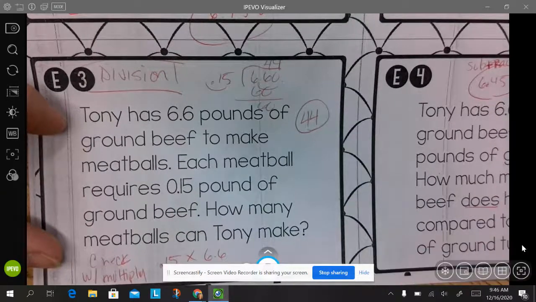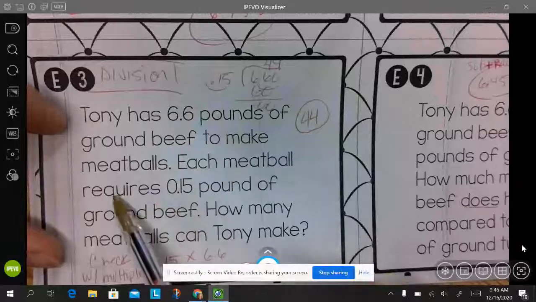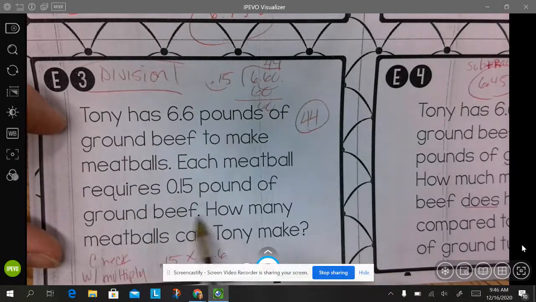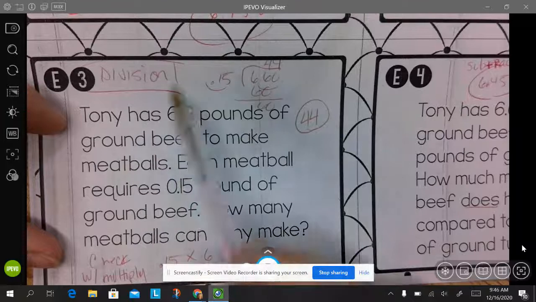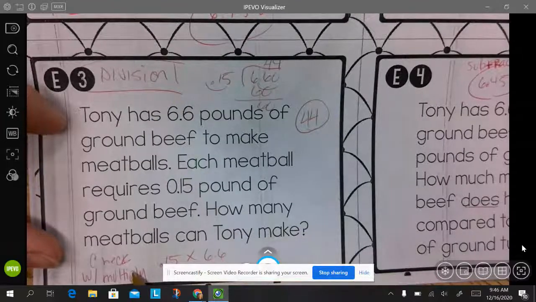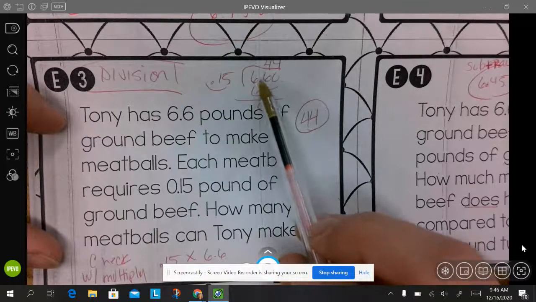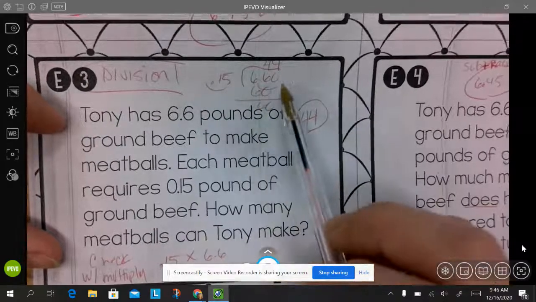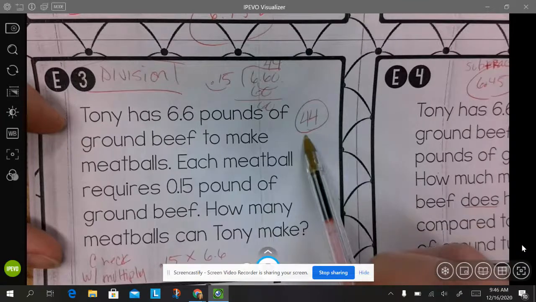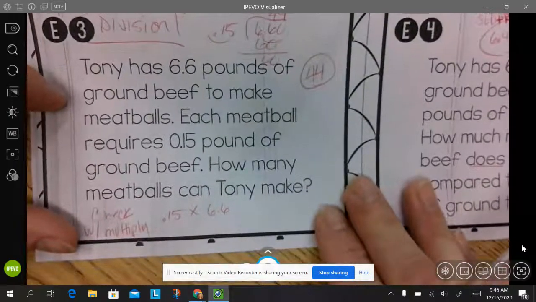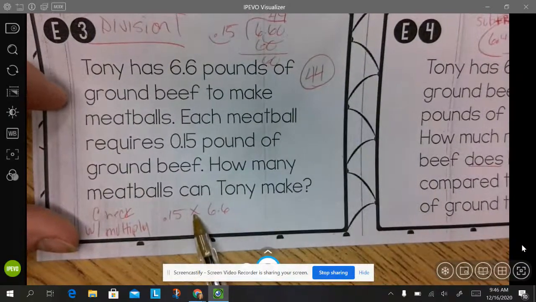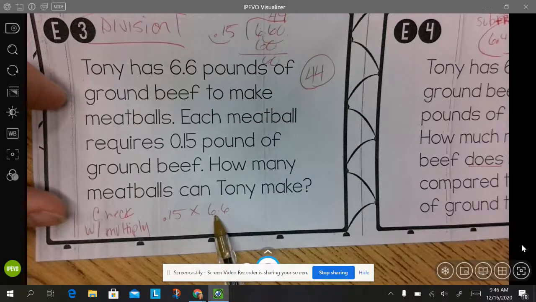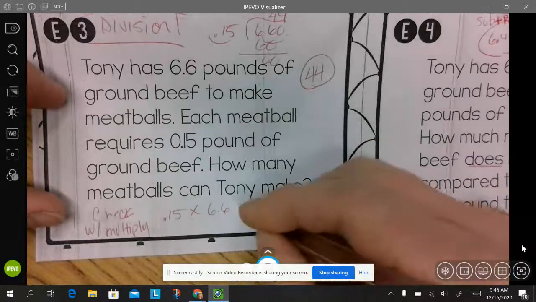Each meatball requires 0.15 pound of ground beef. How many meatballs can he make? You can do division, and you can always check with multiplication. So 6.60 divided by 0.15. Move it over 2, move it over 2. He made 44 meatballs. And you can always check 0.15 times 6.6 should get you 44.